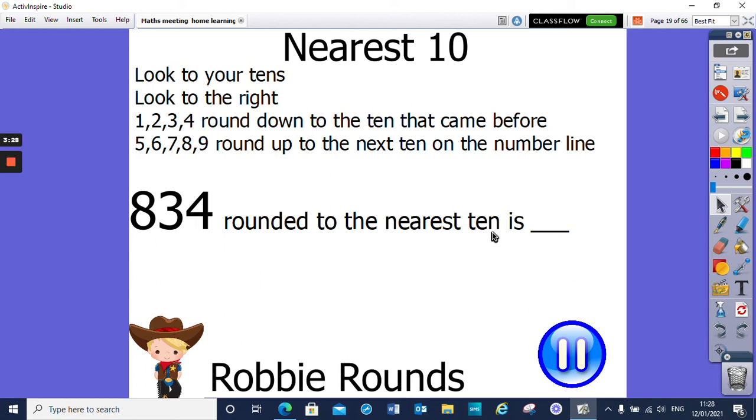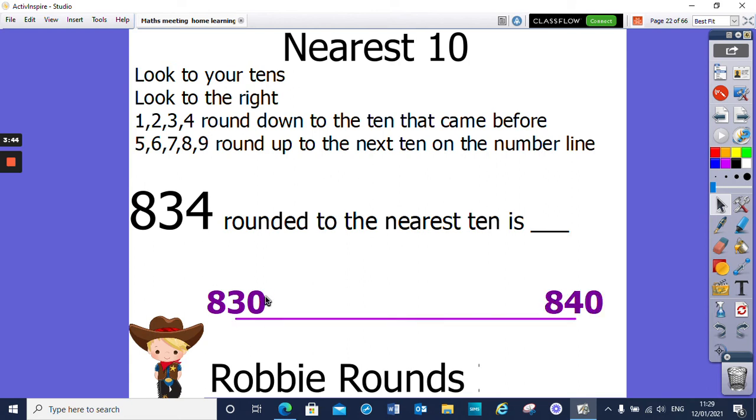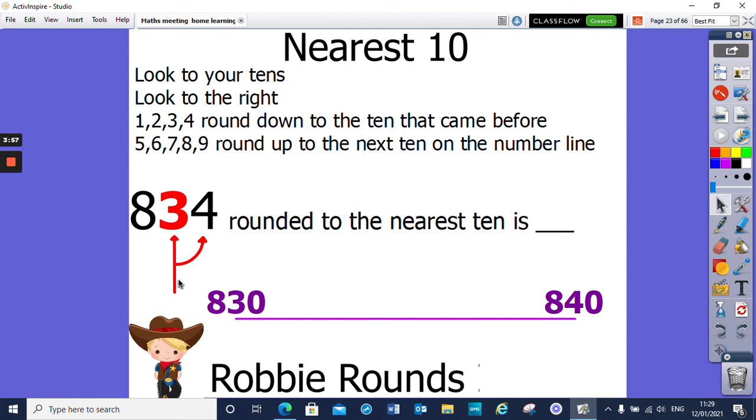Okay, let's get started, shall we? Now, we need to think 834. What multiples of 10 does that fall between? We know this. 834 falls between 830 and 840. These are two multiples of 10, numbers in the 10 times table. When we're rounding a number to the nearest 10, what's going to help us? We're rounding to the nearest 10, so we're going to use the ones column to help us. This 4 is going to help us know whether we round up or down.